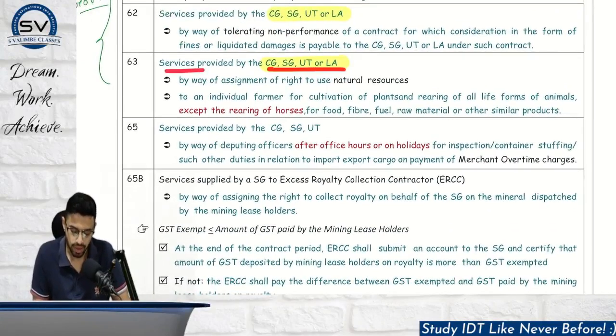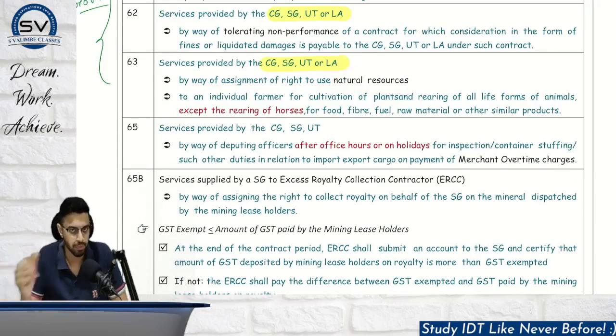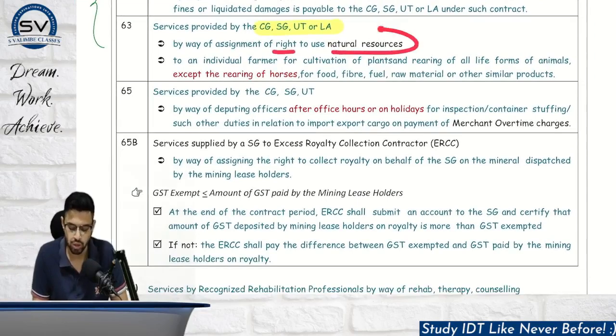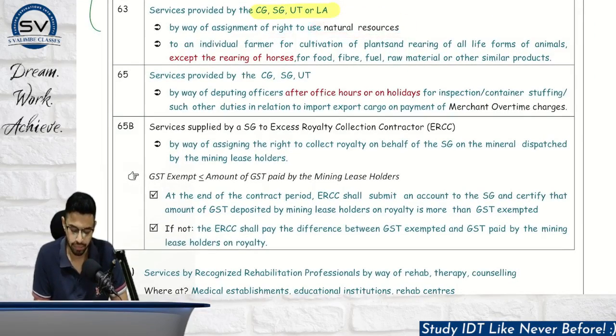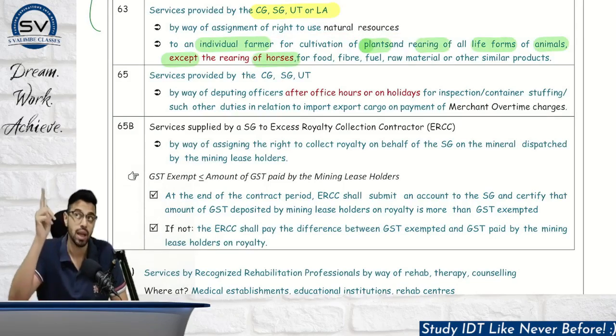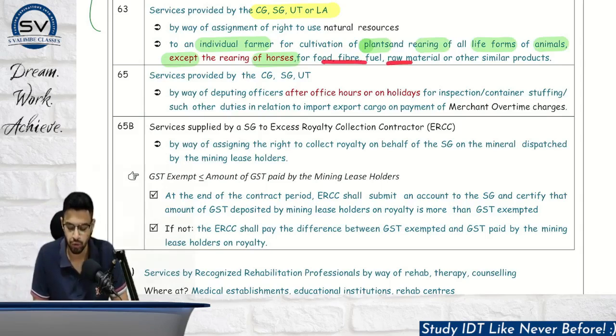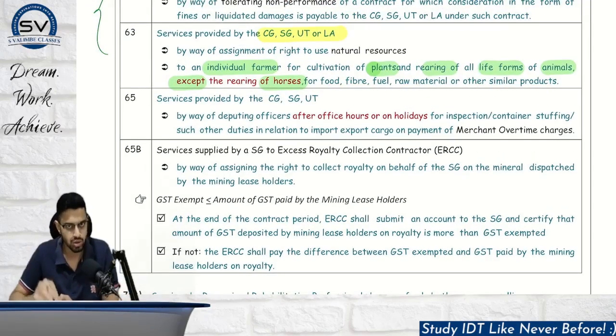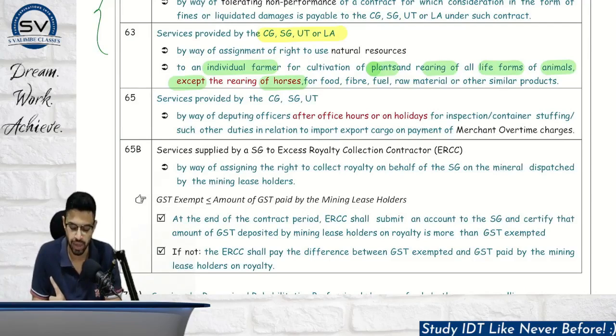Services by government by way of assignment of right to use natural resources. Natural resources are under the control and ownership of the government of that particular country. So if government is assigning the right to use some natural resource to an individual farmer for cultivation of plants and rearing of all forms of animals except horses, as we talked about in entry number 54. Horses are nowhere covered for exemption, and the purpose can be anything: food, fiber, fuel, raw material, similar products. So the natural resource right is being granted to an individual farmer. So make this kind of a figure so that you always remember individual farmer. Otherwise if it is given to a company, firm, or LLP, you have to make it taxable. Individual farmer.